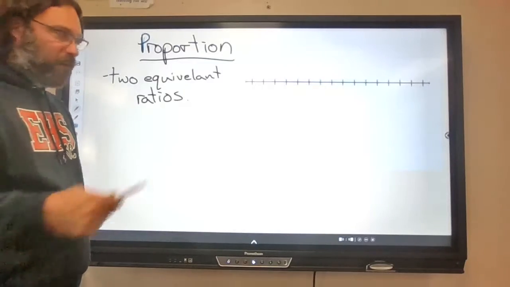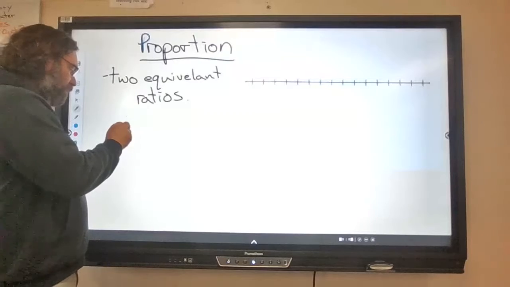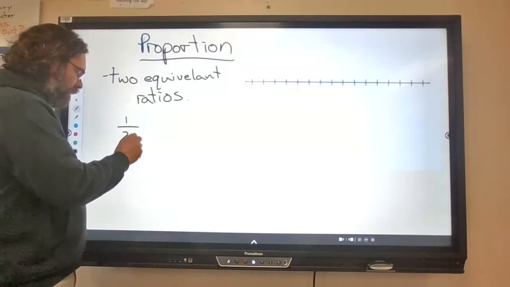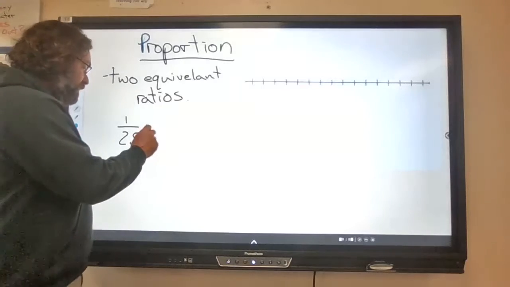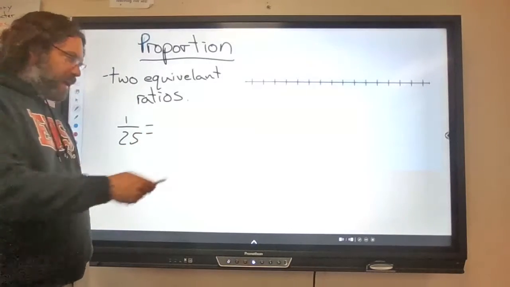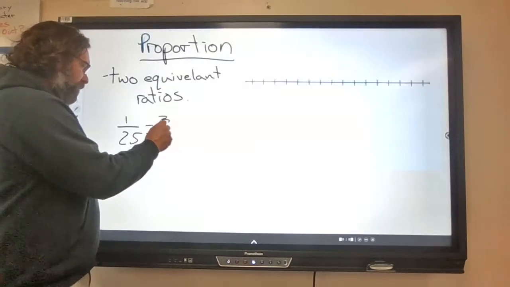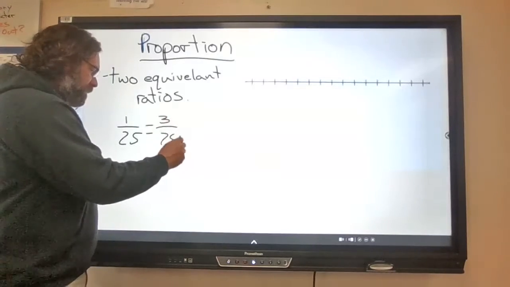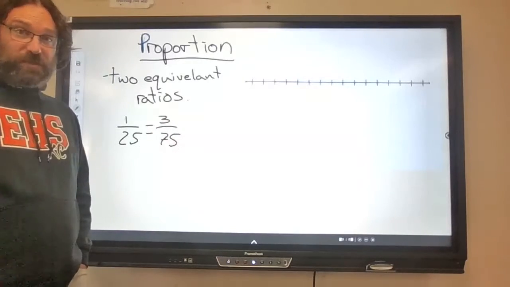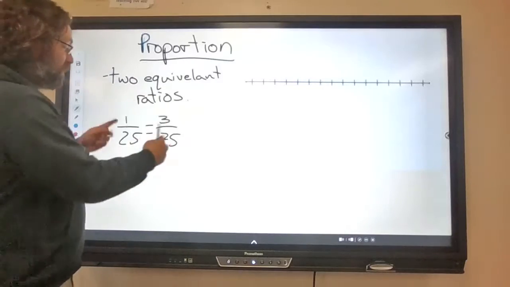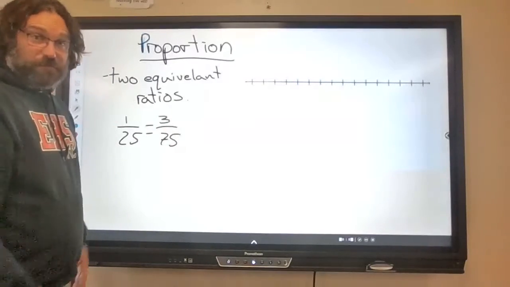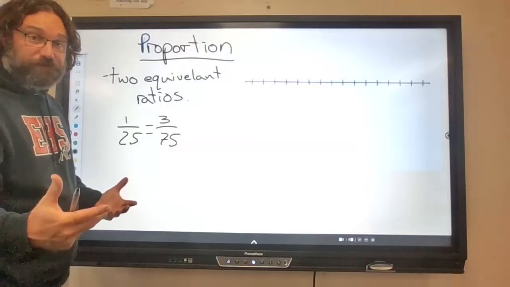If I have, let's say, one teacher for every 25 students, say we're in class, that's the same. We would expect 3 teachers for every 75 students. Okay? These are ratios. 2 equivalent ratios, okay, is a proportion.